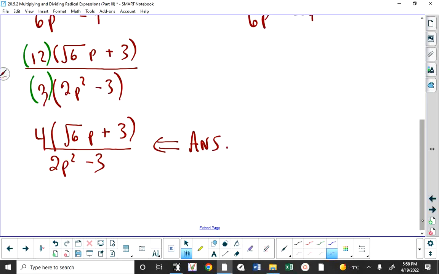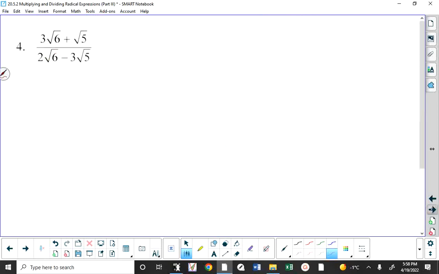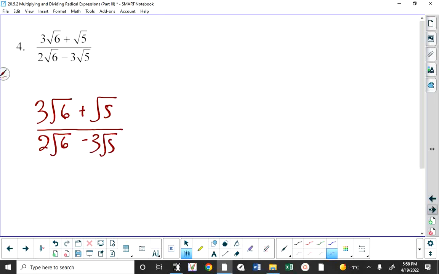I might have said this earlier, this lesson is not a long lesson, but it's pretty deep. There's a lot going on here. I think we're on the last one, which is a beast. So let's rewrite this first. It's 3 root 6 plus root 5 over 2 root 6 minus 3 root 5.